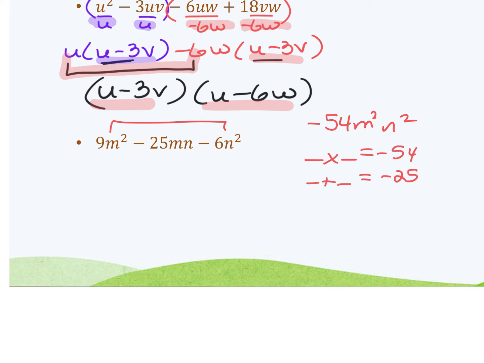So if I start my list of factors of 54, notice that it's negative, so this tells me my signs are different. And the bigger factor gets the sign of the middle, which the middle number is negative, so the bigger number will be the negative. So this will give me negative 53 when I add them, so this one doesn't work. But if I try 2 times negative 27, when I add them, I get the negative 25.